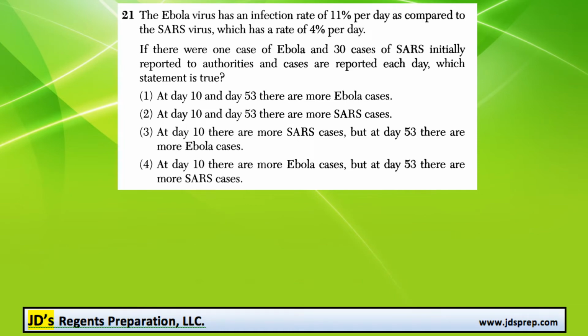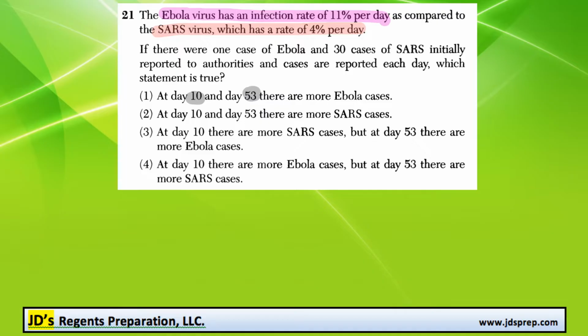Welcome to problem number 21 from the August 2017 Algebra Regents exam. So in this question, we're comparing the Ebola virus, which has an infection rate of 11% per day, and the SARS virus, which has a rate of 4% per day. And what we're trying to compare is basically the amount of cases of SARS and Ebola that we would expect after both 10 days and 53 days, and compare which one has more in each of those days.